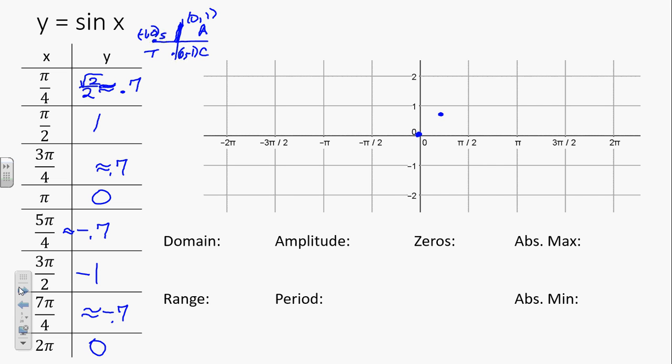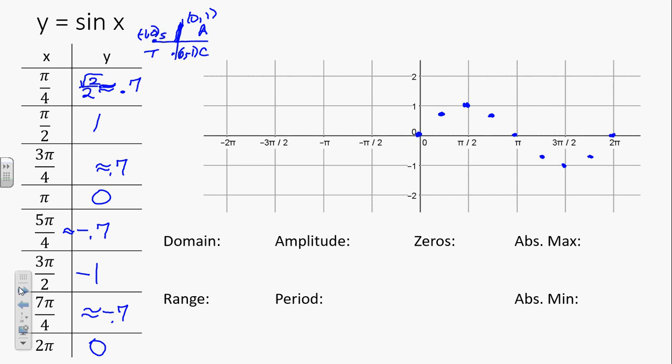And then at pi over 2, we're going to be at 1. At 3 pi over 4, we'll be at 0.7 again. At pi, we'll be at 0. At 5 pi over 4, halfway between pi and 3 pi over 2, we'll be at negative 0.7. At 3 pi over 2, we're at negative 1. And at 7 pi over 4, we'll be at about negative 0.7. And then at 2 pi, we're at 0 again.